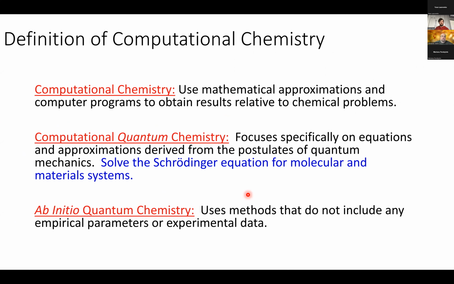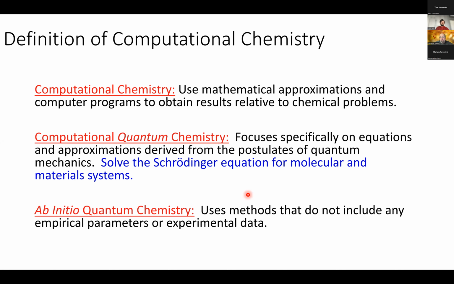So let's start with a few definitions. What is computational chemistry? We use mathematical approximations and computer programs to simulate and calculate results relative to chemical problems. Specifically, it's done through what's called quantum chemistry, because all molecules are small quantum objects and their behavior is governed by the laws of quantum mechanics. So we solve the Schrodinger equation for molecular and material systems.